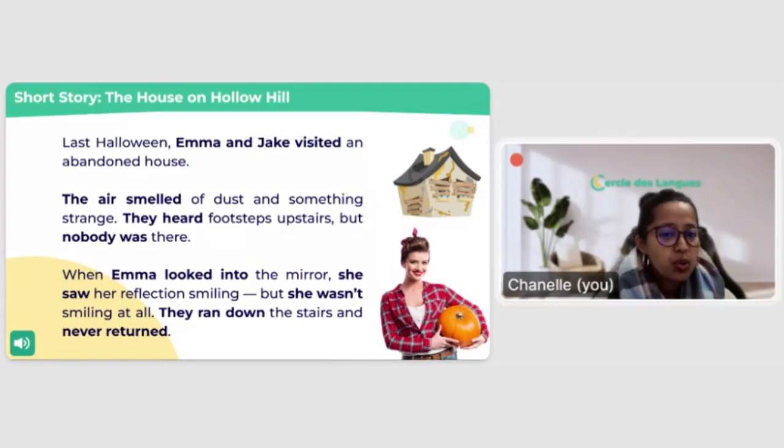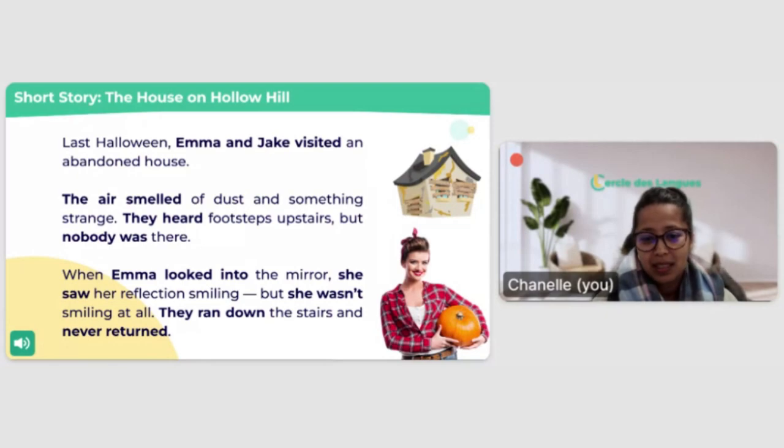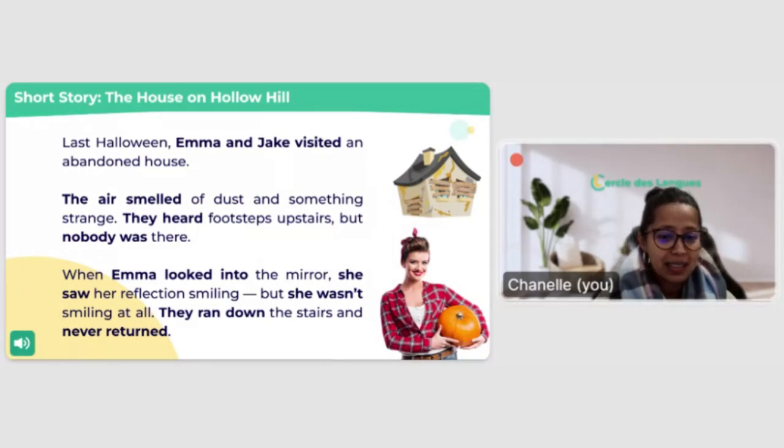So let's look at a short story and how it incorporates the past simple. Last Halloween, Emma and Jake visited an abandoned house. The air smelled of dust and something strange. They heard footsteps upstairs, but nobody was there. When Emma looked into the mirror, she saw her reflection smiling, but she wasn't smiling at all. They ran down the stairs and never returned.